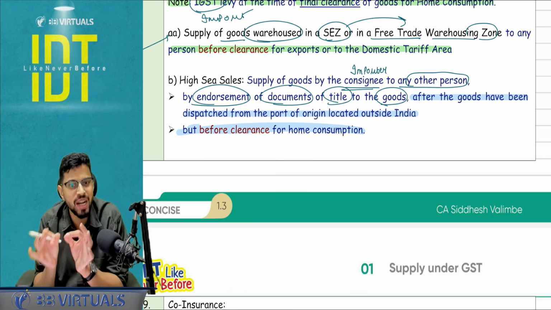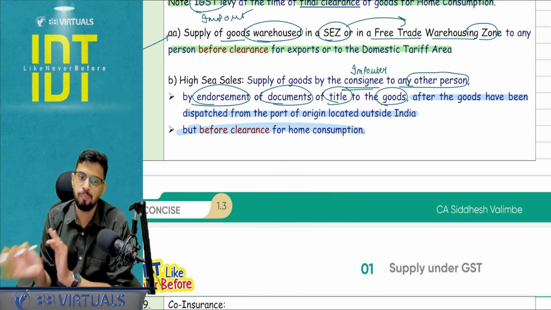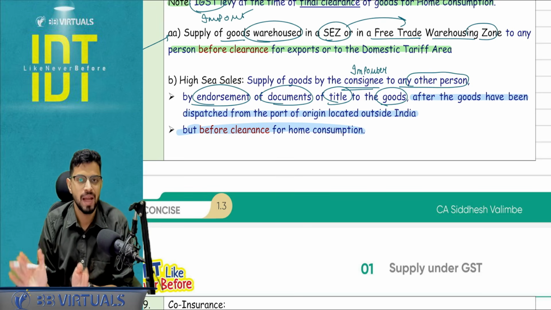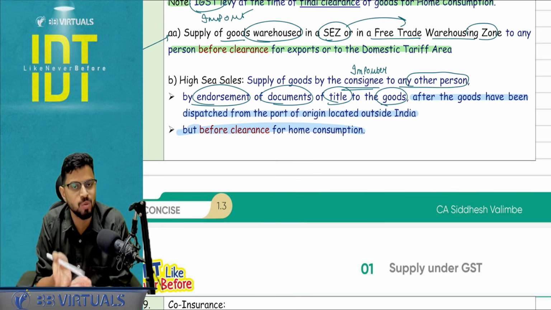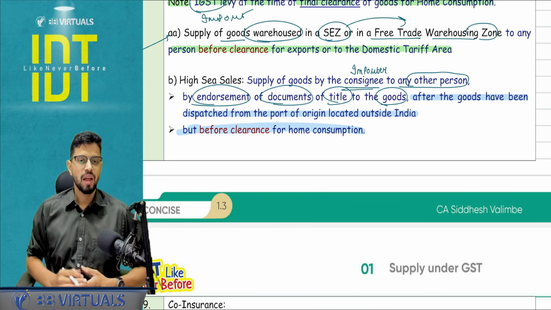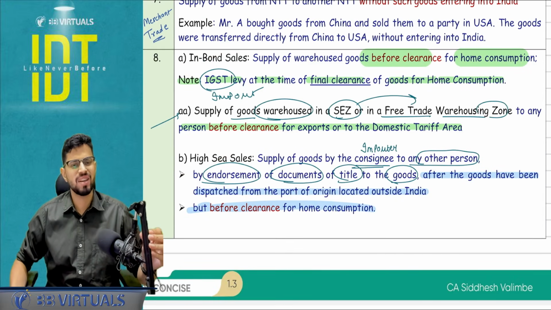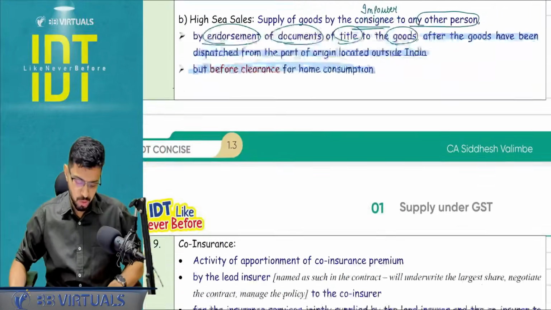The main point, if you see everywhere, is whether it is clearance or not. Before clearance, not supply, because post clearance, they are considered to be a part of our landmass of India. These two entries are tested a lot in your ITC questions, but these are very simple ones. I don't think you will face any issue.